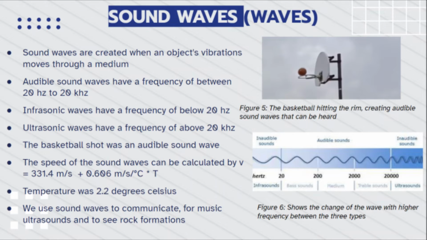In this case, the basketball hitting the backboard and rim to make clanging noises falls under audible sound waves, as we are able to hear it, with frequencies of 20 Hz to 20 kHz. However, the speed of these sound waves can vary depending on certain conditions. This is the medium traveled in and the temperature.